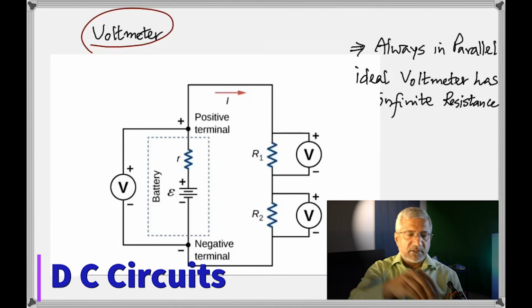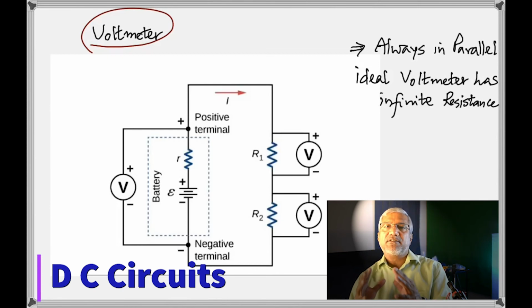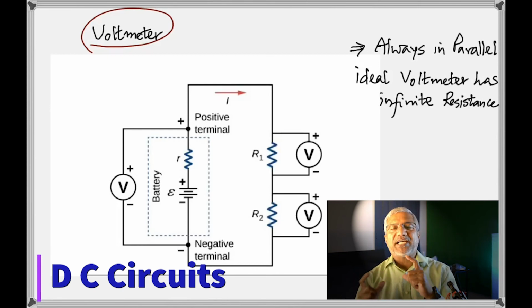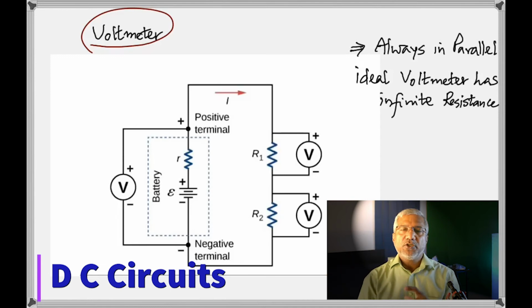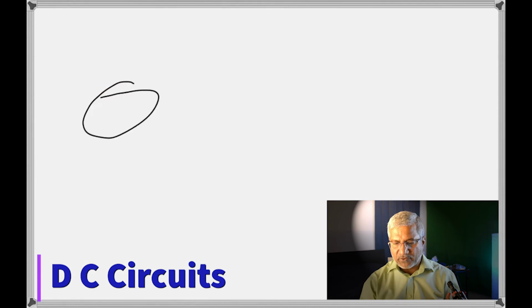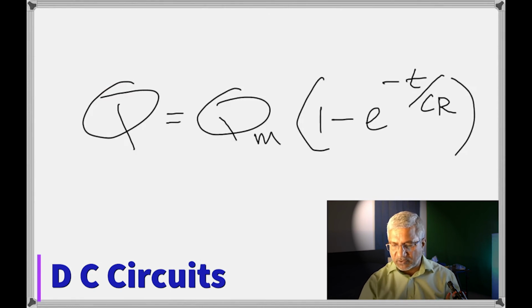If you want to charge a capacitor, you cannot directly connect it to a battery because it'll blow up the capacitor. You always want to charge a capacitor slowly, as slowly as possible. So you always connect it through a very high resistance. So to charge a capacitor, you always connect it with a high resistance.